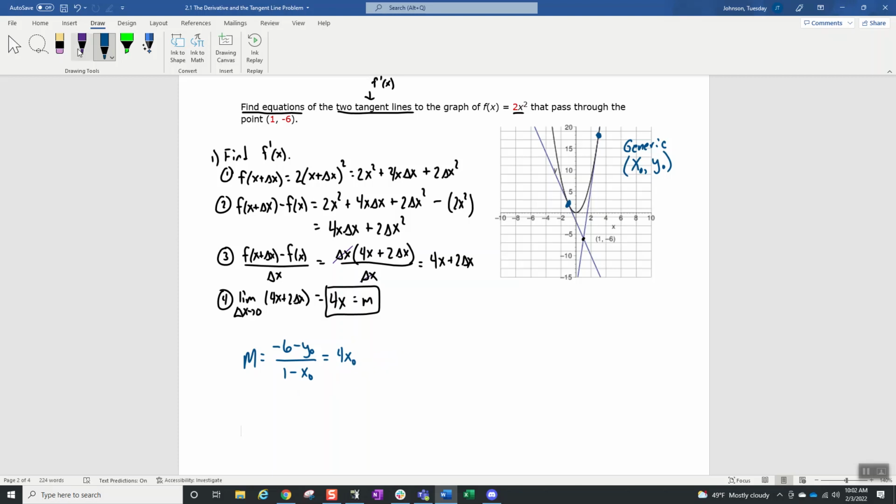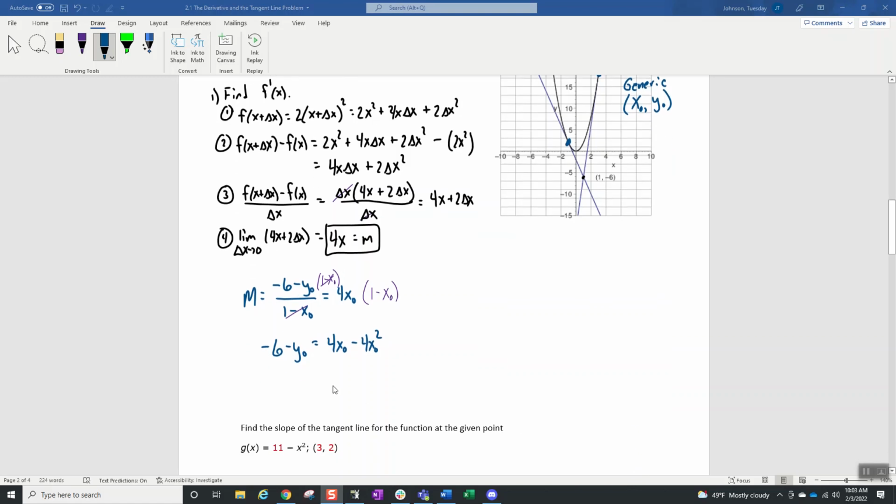If we multiply both sides by 1 minus x sub 0, then our 1 minus x sub 0 cancels out, and we'll have minus 6 minus y sub 0 equals 4x sub 0 minus 4x sub 0 squared. Okay, but how does that help us, right?